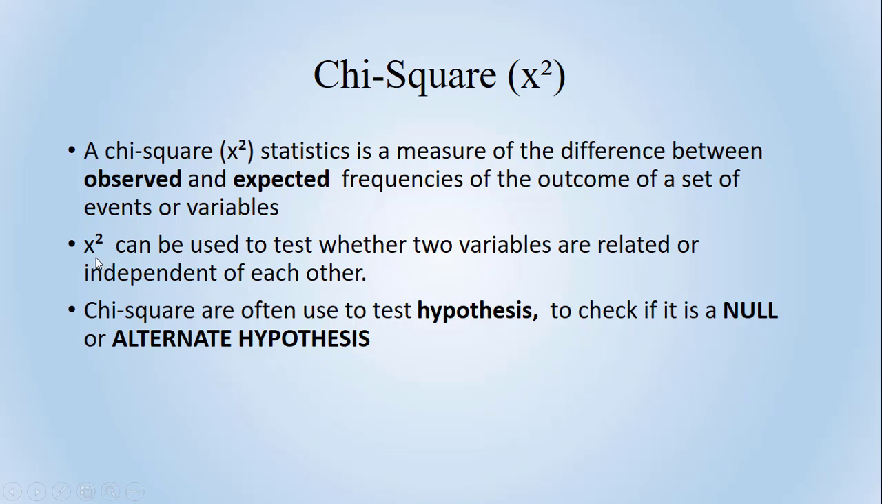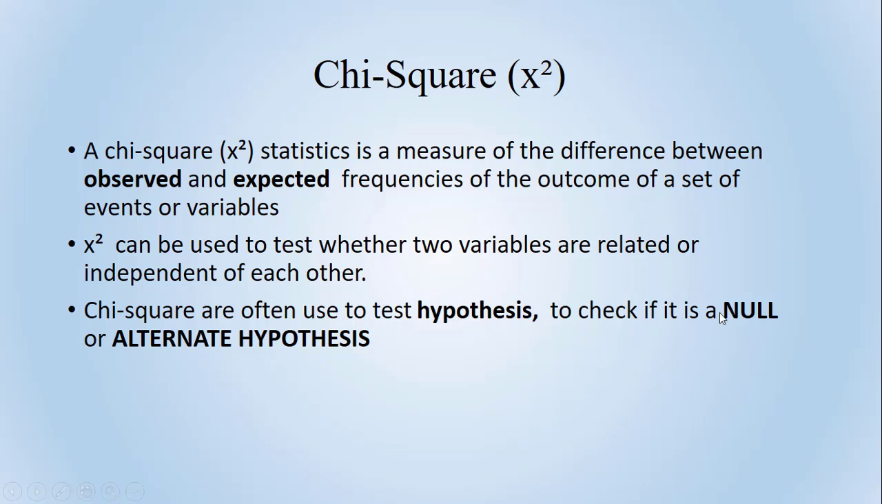So Chi-square can also be used to test whether two variables are related or independent of each other. One, they said a variable is dependent. If a variable is dependent, it means there is a relationship or there is a difference in that variable. But if the variable is independent, that means there is no relationship at all with each other. So, Chi-square is often used to test hypotheses to check if it is the null or alternate hypothesis.